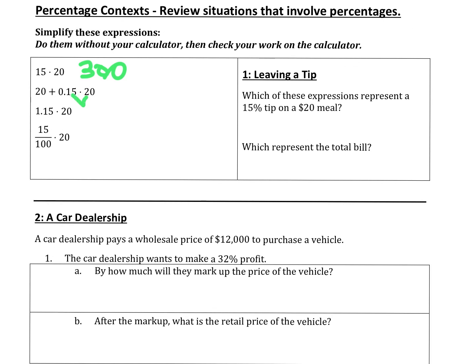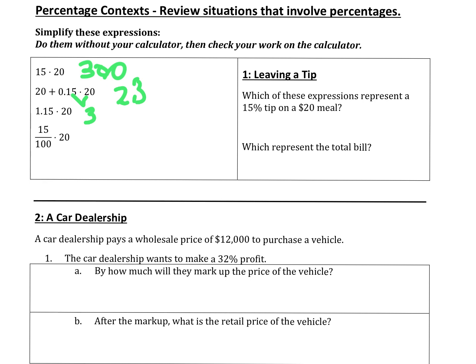So think about what 15 times 20 is. That was 300. 0.15 has 2 digits behind the decimal, so that part equals 3, and then you add it to 20, and you have 23. Okay, I've lost my stylus, so forgive the mess.